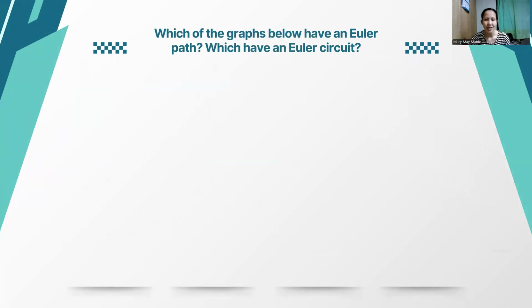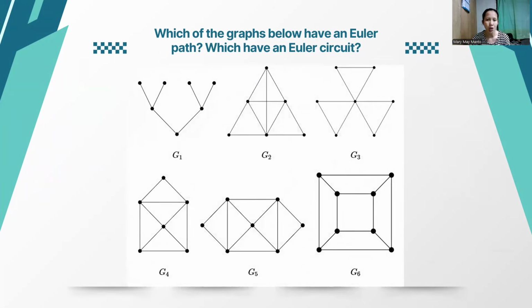Now, let's have an exercise. Which of the graphs below have an Euler path? Which have an Euler circuit? I'll be showing you 6 graphs here, and let us all identify which has an Euler path first. You can pause the video and try to answer it yourself. The graphs are labeled as G1, G2, G3, G4, G5, and G6.